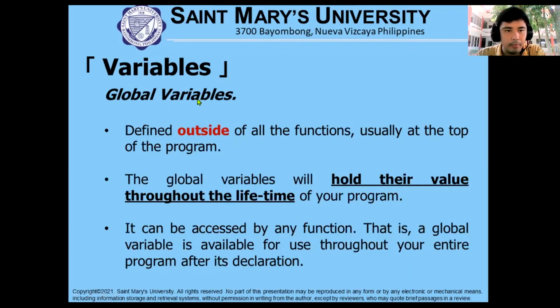Next one is the global variable. It is defined outside of all functions, usually at the top of the program. The global variables will hold their value throughout the lifetime of your program. It can be accessed by any function; a global variable is available for use throughout your entire program after its declaration. So the variable, based on the definition, can be used all throughout our program itself. It is defined outside of all the functions. As an analogy we have discussed a while back, it is on our university level, our university president, who has the jurisdiction over all of the specific units. Okay.